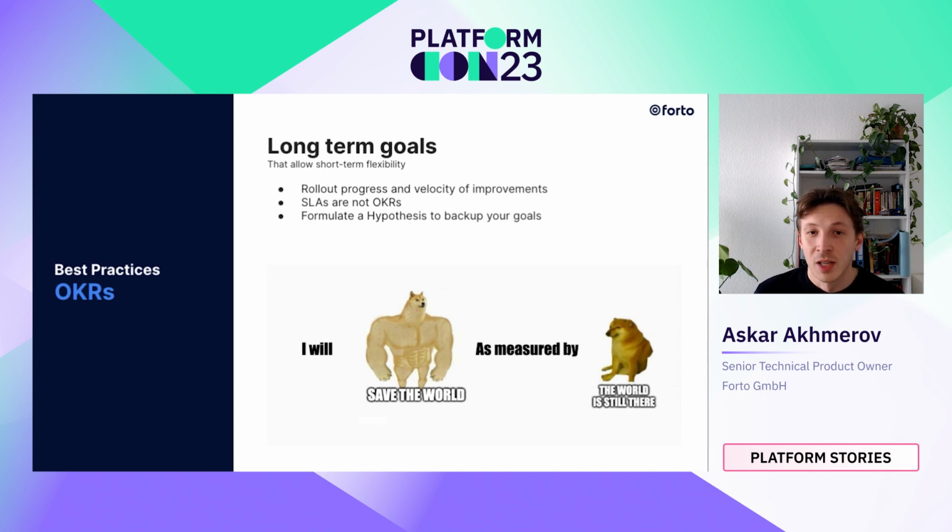Basically provide some alignment in terms of, are we doing the right things? Do we need to realign on the bigger initiatives that the team should be focusing on? And write down at least a yearly overview of the goals that have to be revisited every month and every quarter. What we figured out is that SLAs are not good OKRs, and it's really good to have a formulated hypothesis to back up your goals.